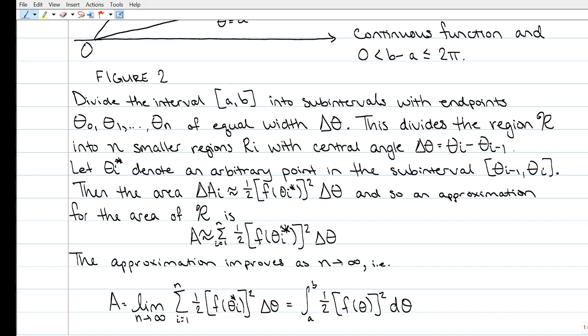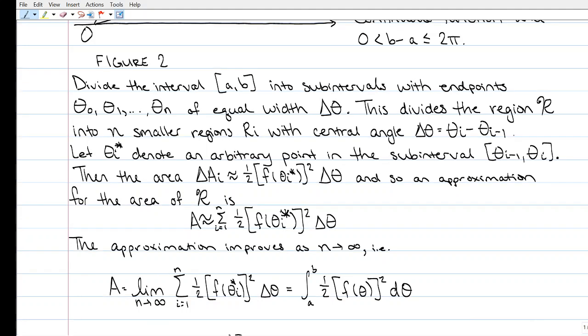Then the area delta A sub i is approximately 1/2 the quantity f of theta i star squared delta theta. This is by applying the area of a sector of a circle formula. And so an approximation for the area of script R would be the sum of all of these A_i's. So A would be approximately the sum from i equals 1 to n of 1/2 the quantity f of theta i star squared delta theta. The approximation improves as n goes to infinity.